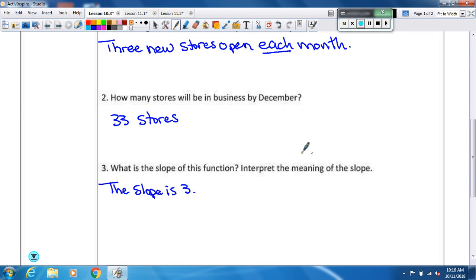And interpret the meaning of the slope. Well, it's the same answer as previously. 3 new stores open each month.